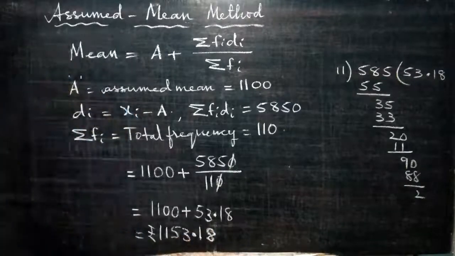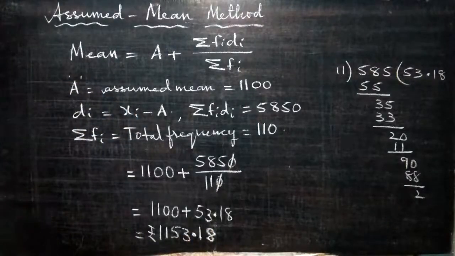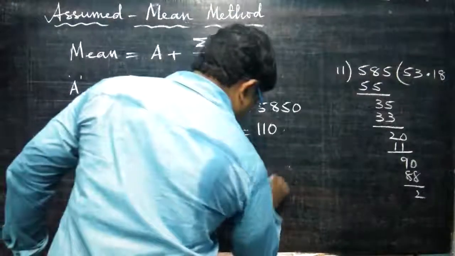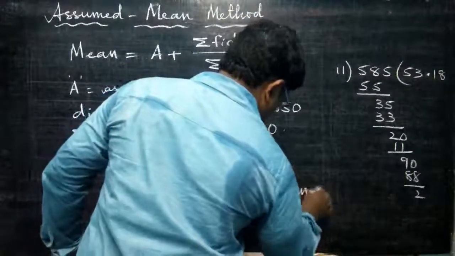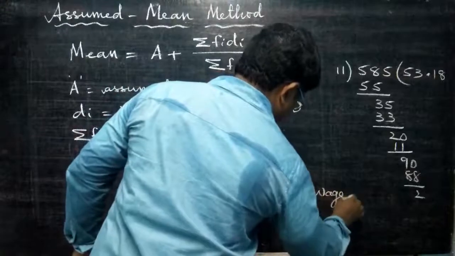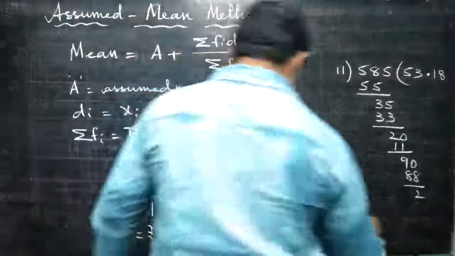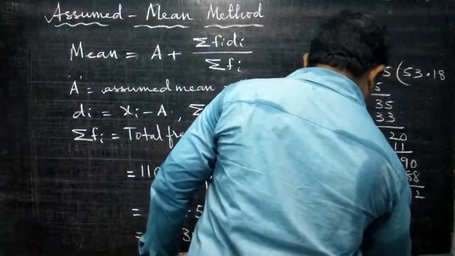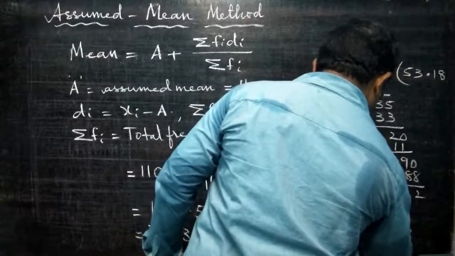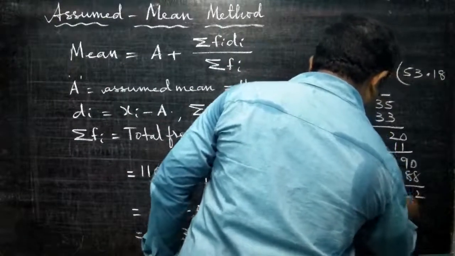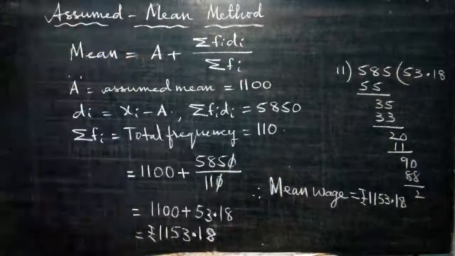This is the answer. They told to find the mean. Therefore, mean wage is equal to rupees 1,153.18. That is the answer.